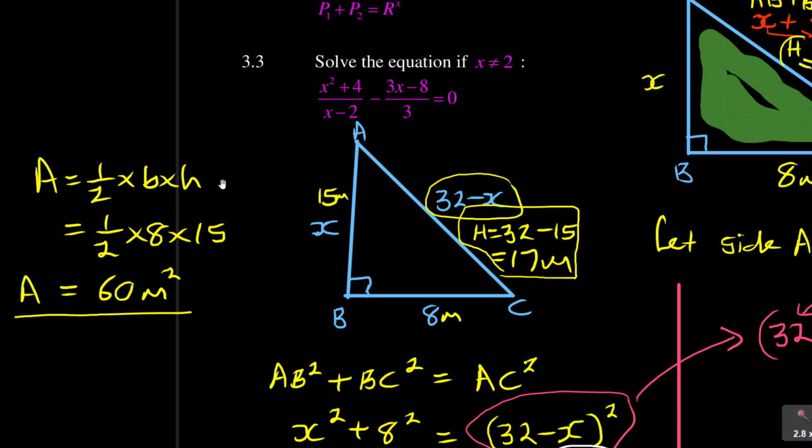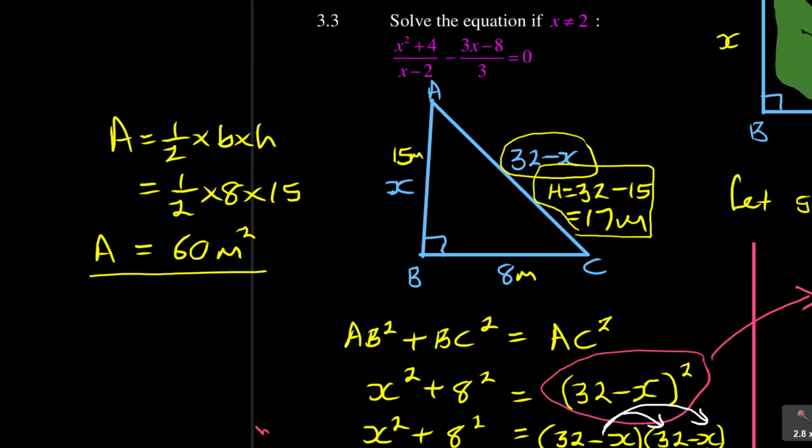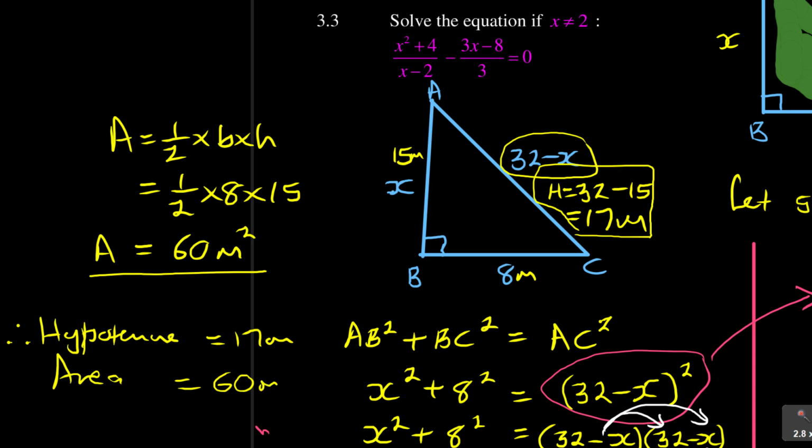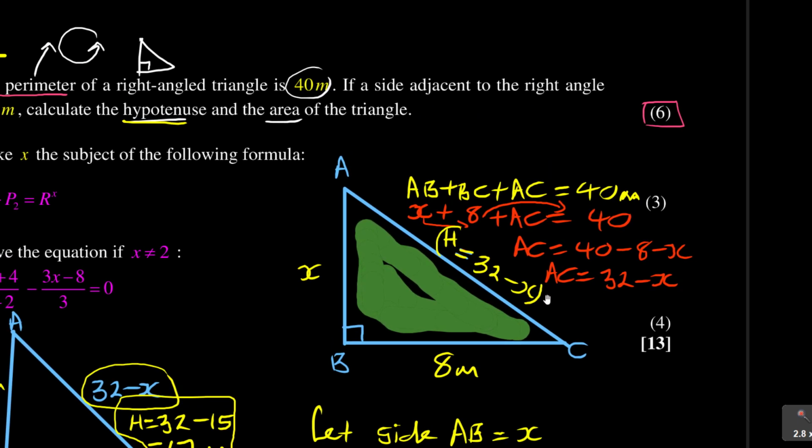So now if I conclude, it says calculate the hypotenuse and the area. Start with the hypotenuse actually, because they wanted the hypotenuse at first. You say therefore hypotenuse is equal to 17 meters and area is equal to 60 meters squared. This is the conclusion of your working, and you saw it was having good marks, 6 marks.